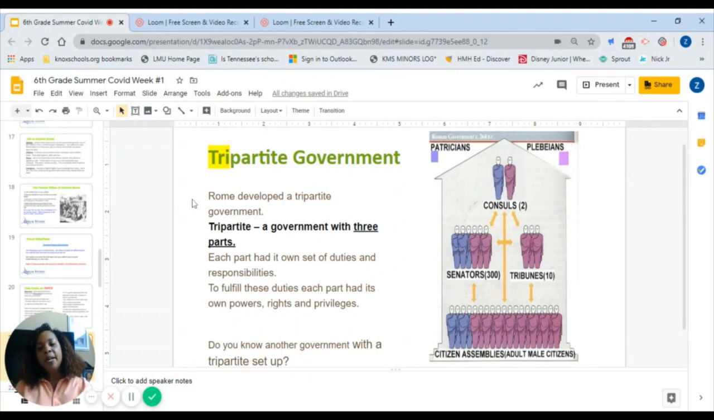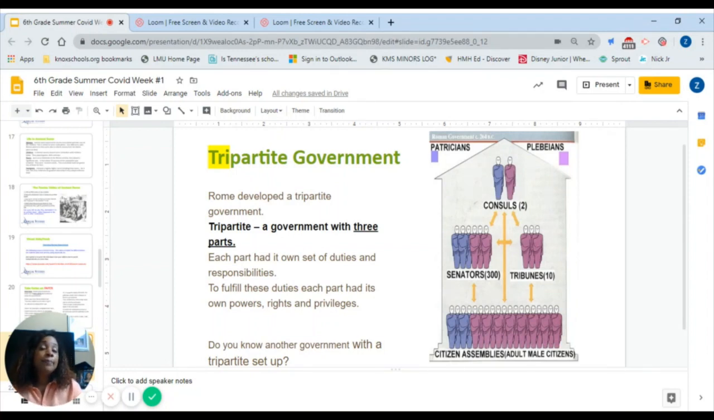So Rome developed a tripartite government, which is a government with three parts, because you know that tri means three. Each part had its own set of duties and responsibilities. To fulfill these duties, each part had its own powers, rights, and privileges. Do you know of another government with a tripartite setup?